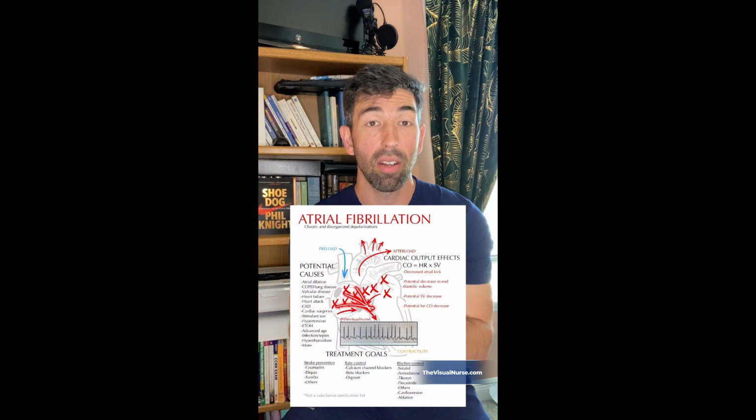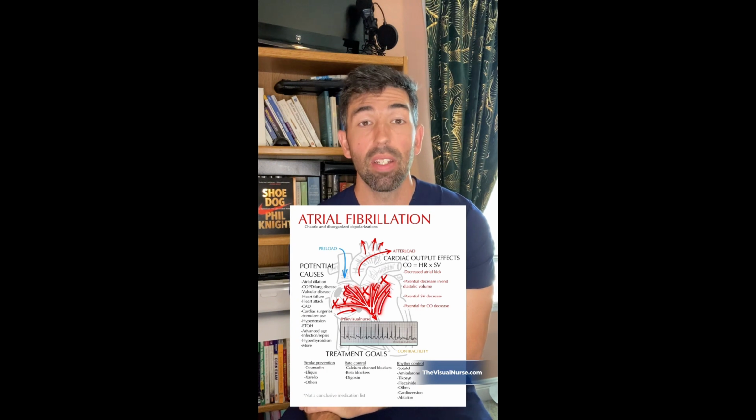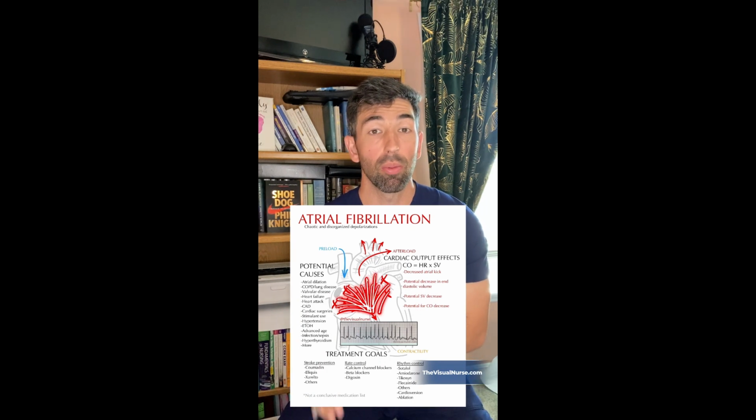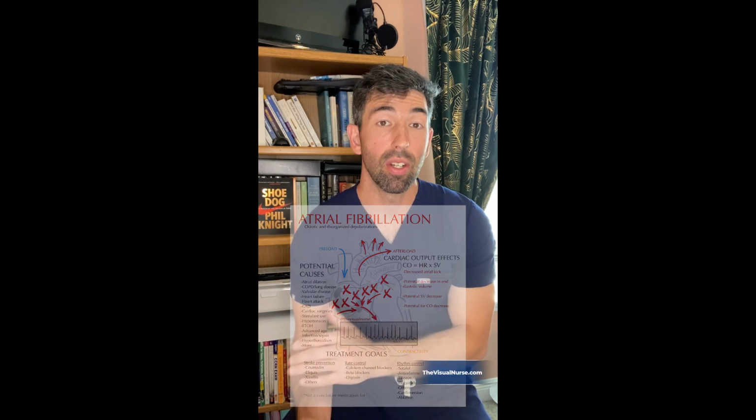This irregular pattern that we're seeing is a result of the AV node being bombarded with somewhere between 300 and 600 atrial impulses each minute. Thankfully, we have the AV node to play a protective role as gatekeeper in these instances.